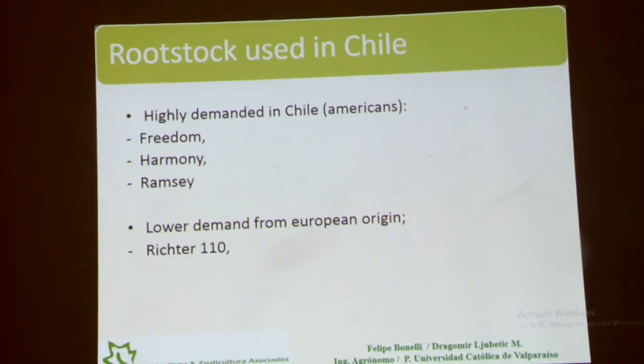And less demanding rootstocks are from Europe, Richter, SO4, and Porcelain.